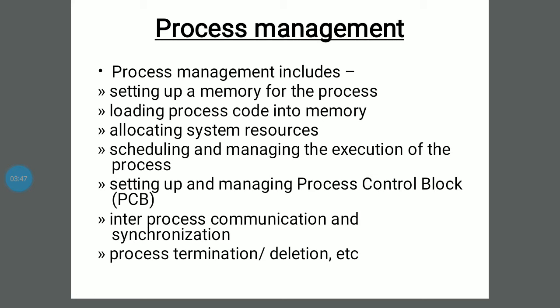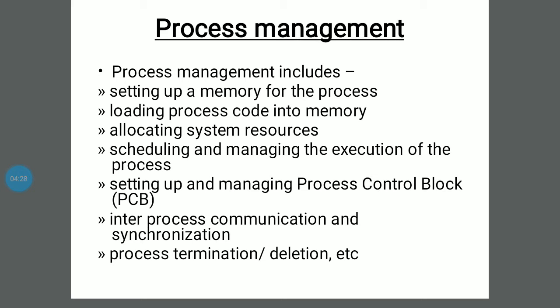Process management includes setting up a memory for the process, and loading process code into memory, allocating system resources. That means where the process has to be located, which process has to be loaded, and what type of resources has to be allocated, whether the processor or RAM. It also includes scheduling and managing the execution of the process: which process has to run now, and which process has to run next or terminate. That will be done by the process management.